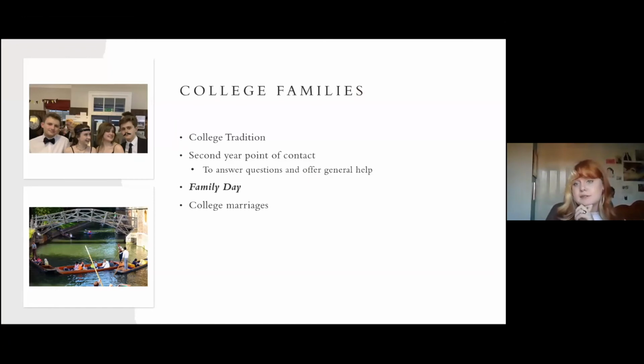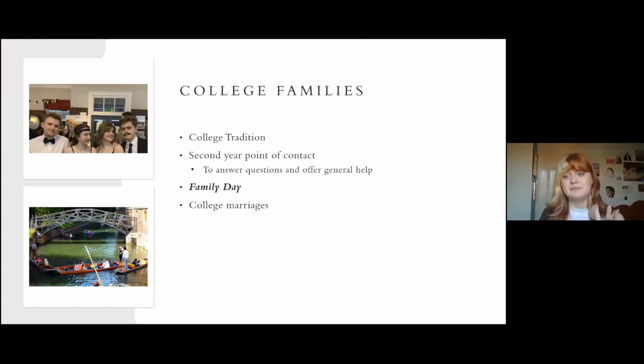Another aspect of college life that doesn't really get mentioned in any depth is college families. This is quite a weird tradition if you don't know about it. But you basically get assigned a college mum and a college dad. I have 2 college daughters. And this is a way of pairing you with second-year students to kind of answer any questions you might have before coming to Cambridge and upon arrival, and to help with that transition. And they're there to kind of offer any general help.